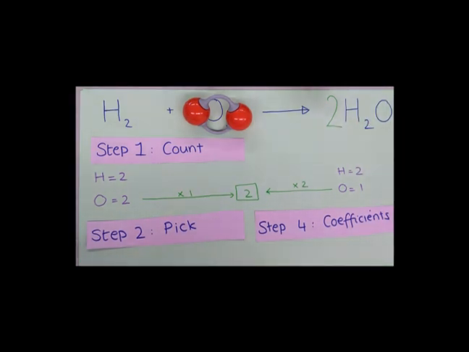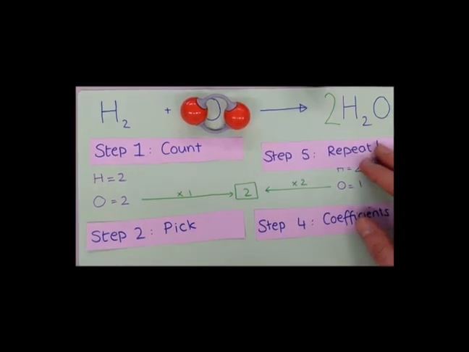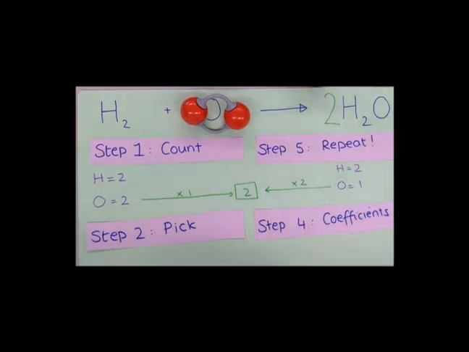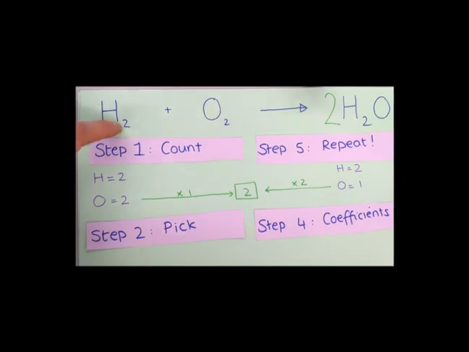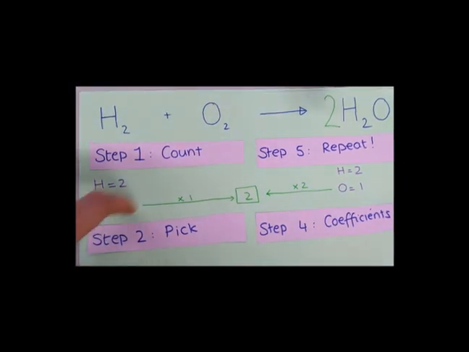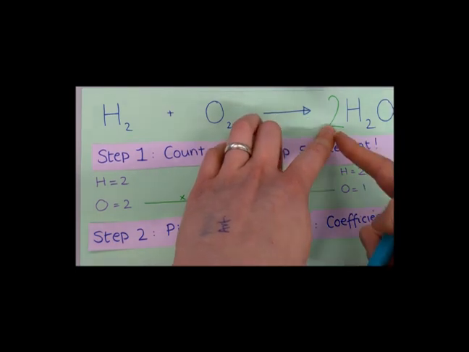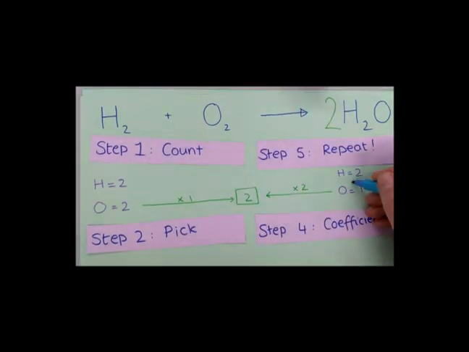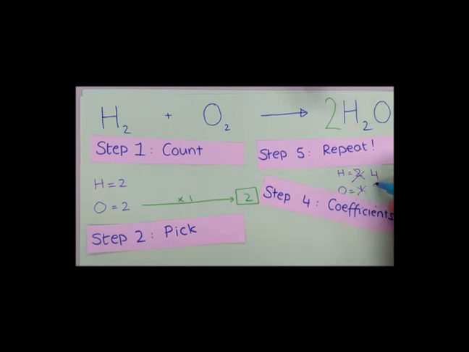So this is where we come to our next step, which is we have to do the whole thing all over again. And this is the bit where people fall down because they forget to recount things. So my first thing was counting. I've still got 2 hydrogen here, I haven't touched it. I've still got 2 oxygen here, I haven't touched it. I've now got 4 hydrogen and 2 oxygens. Oops.